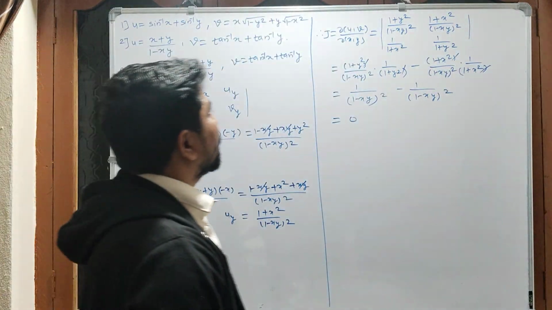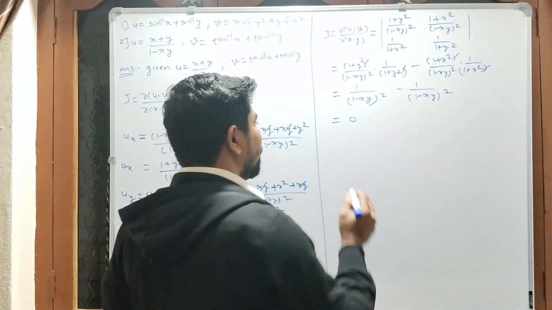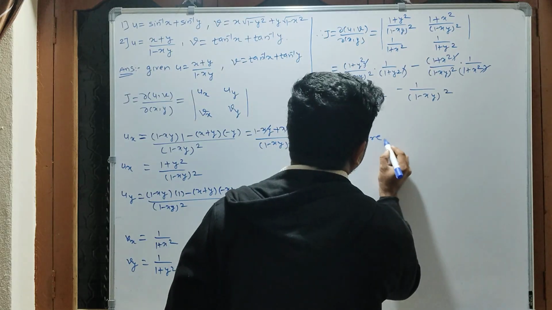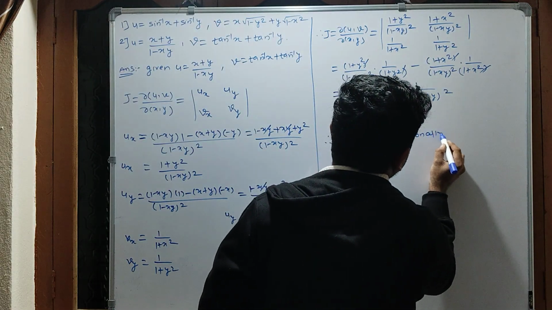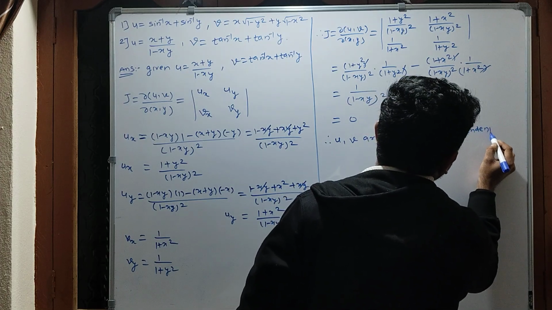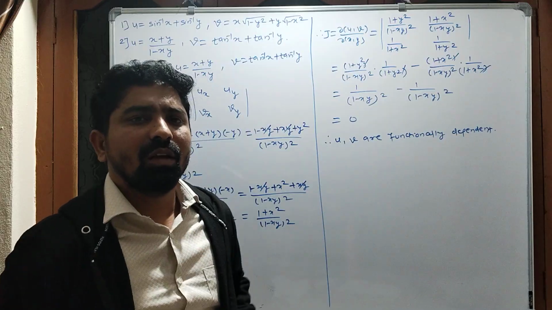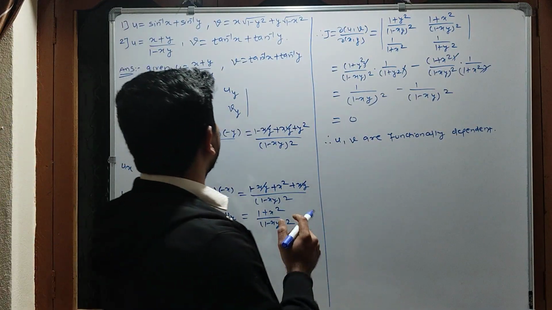Therefore the Jacobian is 0, so u, v are functionally dependent. Now I want to find the relation between u and v. Here is how to find it. Now just observe one thing.